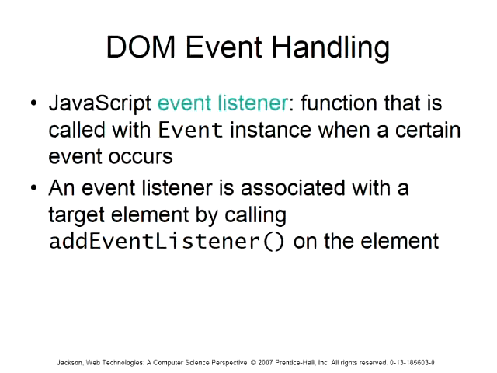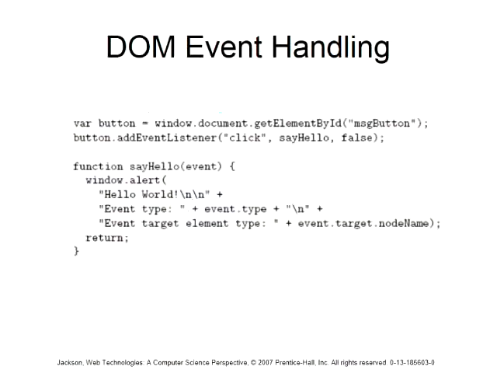DOM event handling. So a JavaScript event listener is a function that is called with an event instance when a certain event occurs. So an event listener is associated with the target element by calling addEventListener on the element. So this is an example.